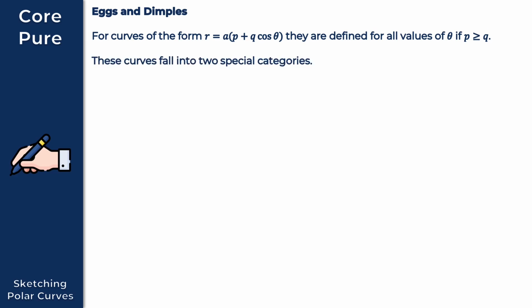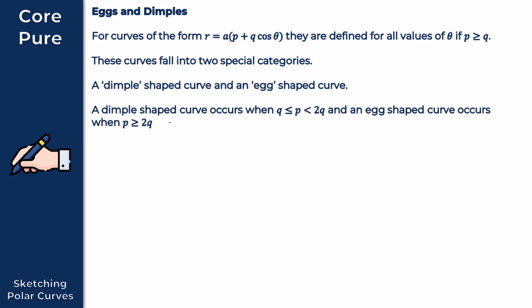Now these curves fall into two special categories, and you might have guessed it by the title of this page. We have a dimple-shaped curve and an egg-shaped curve. A dimple-shaped curve occurs when p is between q and 2q, and an egg-shaped curve occurs when p is greater than or equal to 2q. So what do these curves look like?